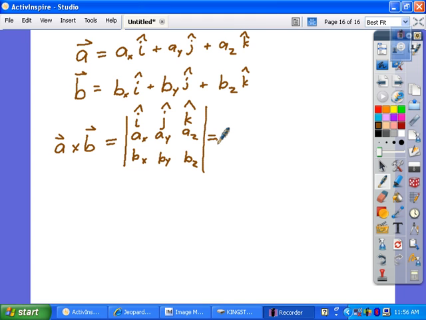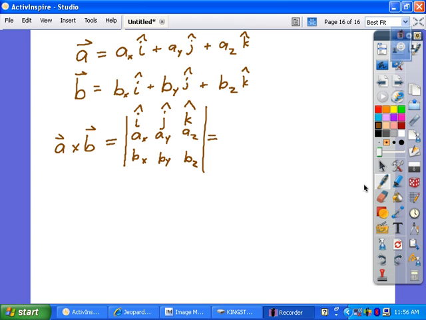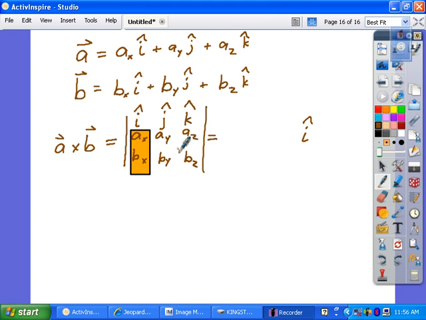Equals. The best way to do this, and I'm going to have to get a little bit creative. I've never tried doing this before. Normally I can just put my hand in the way and it'll work, but I don't have that feature right now. When we're looking at what is in the i hat direction, we're going to block out what was under the i hat. We're going to cover that up, and we're only going to worry about the stuff that is over here. Cross product means that we are going here to here, here to here.